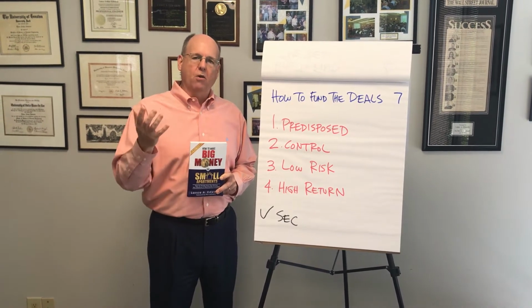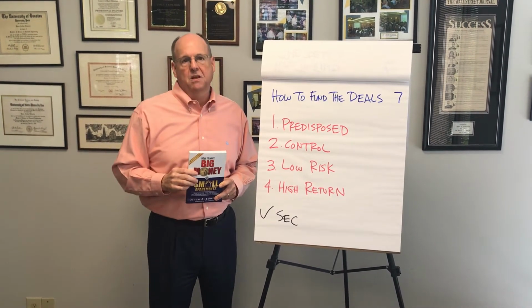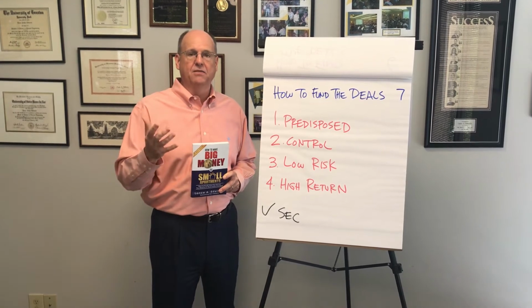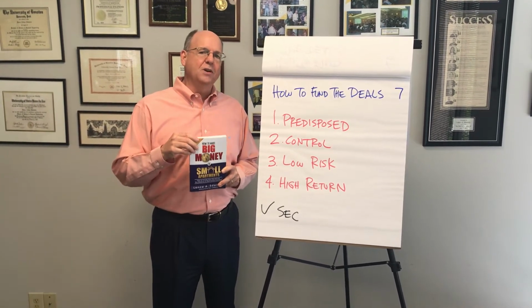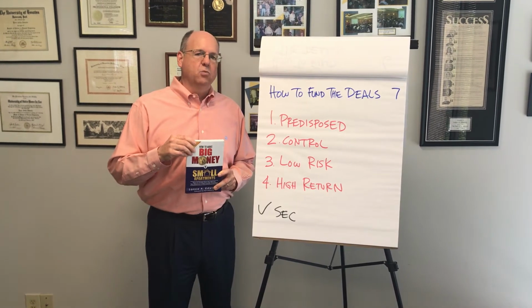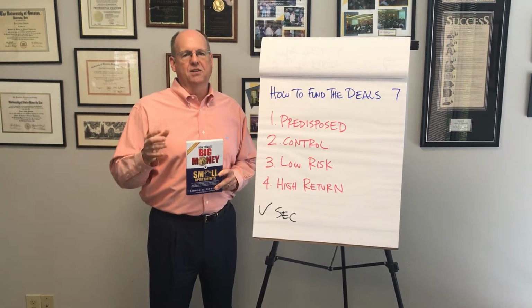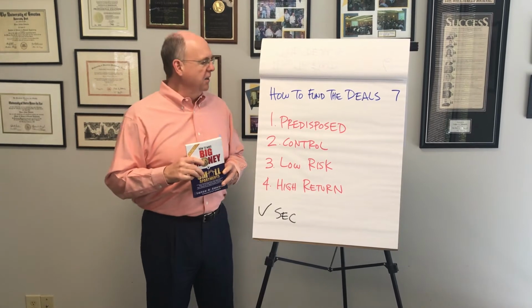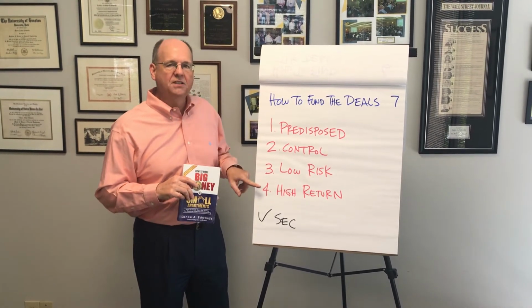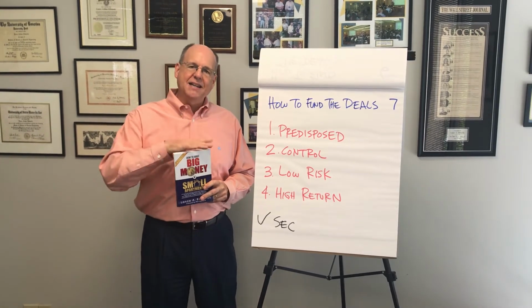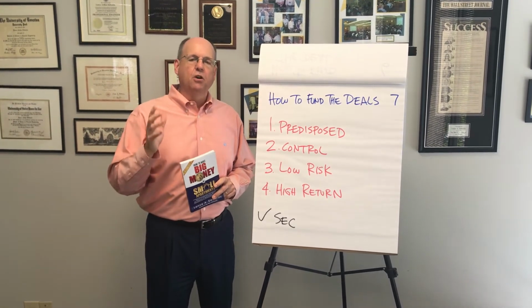And this is one of your key success strategies: how to find these private investors and how to attract them to your deals. What I revealed to you in the chapter is what I call the Raising Private Money Formula. It's a four-part formula. Those four parts are predisposed, control, low risk, and high return. And I explain in detail how you're going to use those four parts.